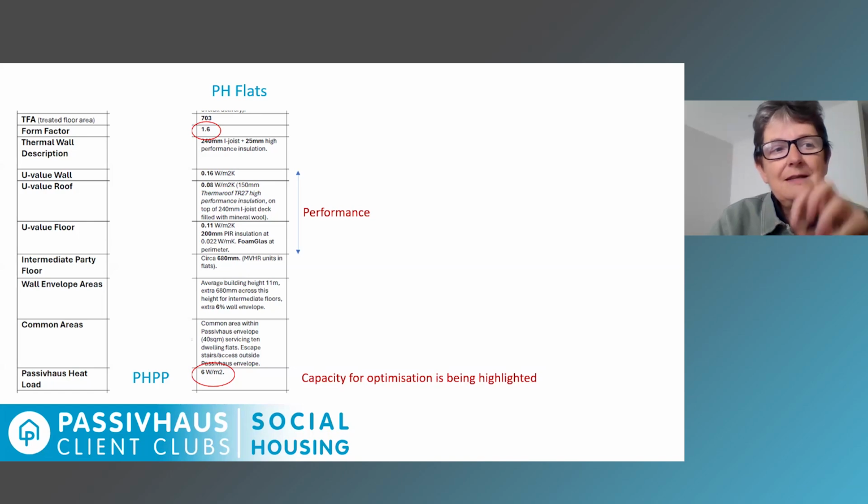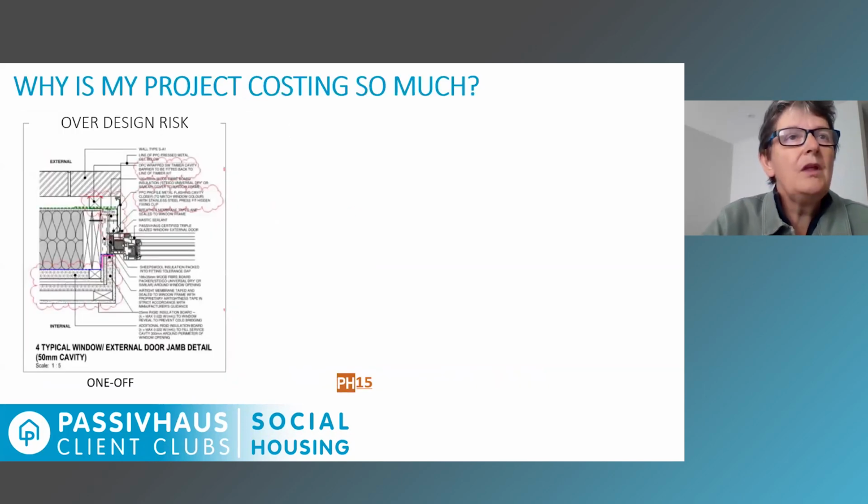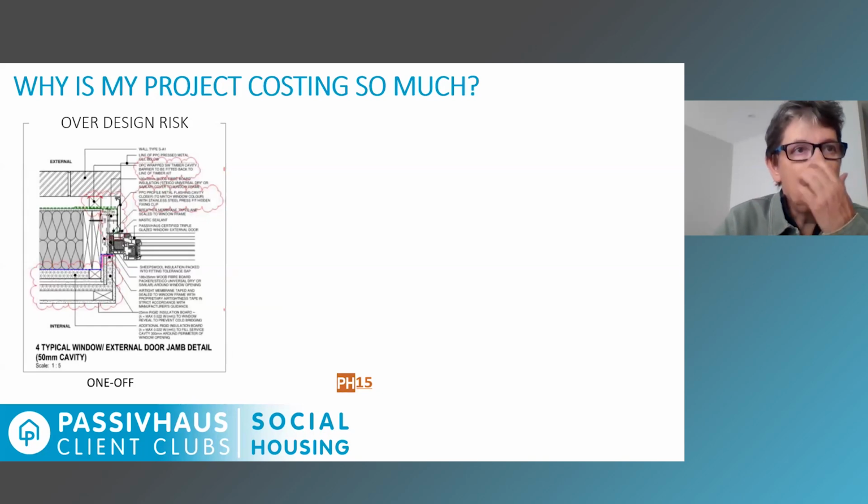But if you actually investigate and dig into the PHPP, the modelling software, you can see that one of the key criteria, which is heat load, is very, very low on this project. That means there was a capacity for optimization that the PHPP highlighted, but in the performance criteria, it's not actually been realised. And to look at one or two of the details of that, here's one of the details from the designers.